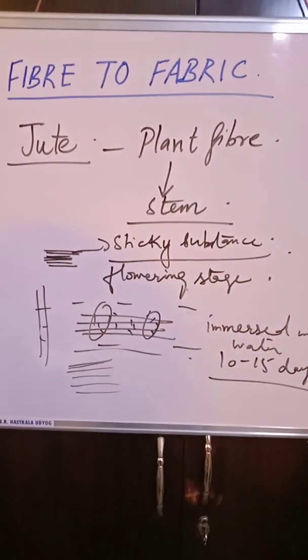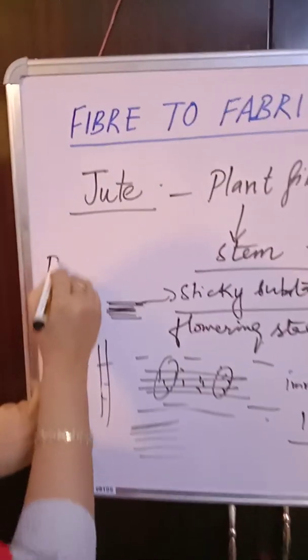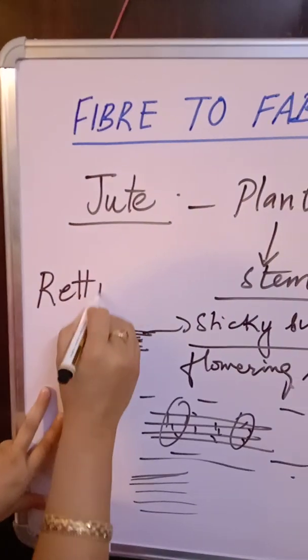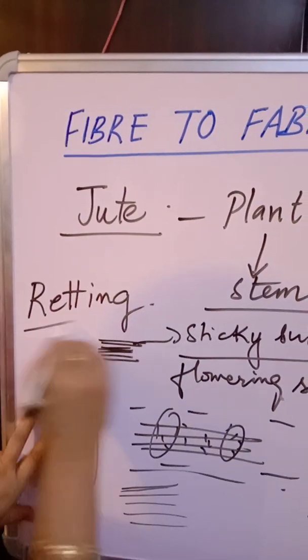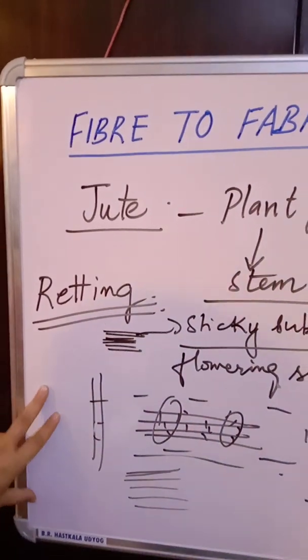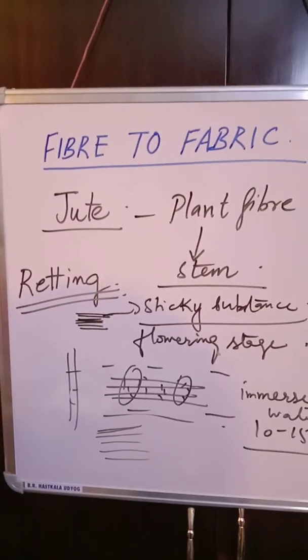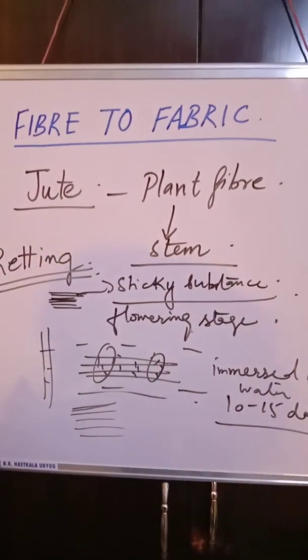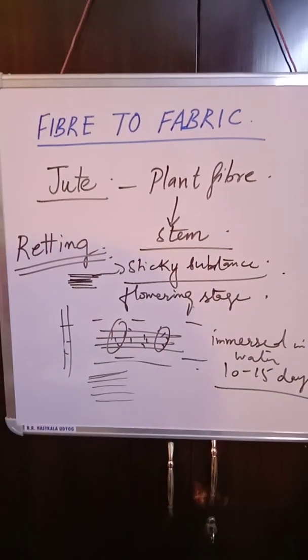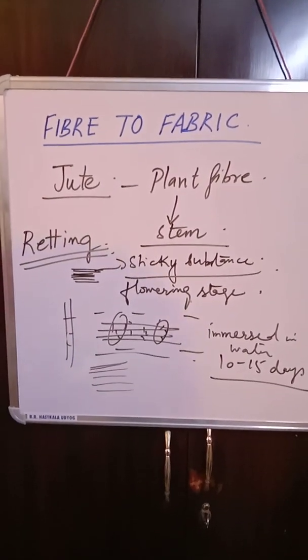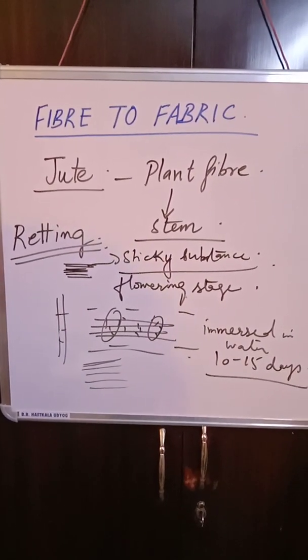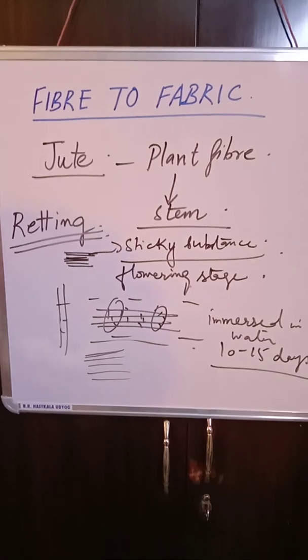This process has a special name, which is known as what? Retting. Retting is very important. This term is very important. I hope all of you understood. What is retting? Retting is immersing jute stems in water for 10 to 15 days in order to obtain its fiber, and the process is retting.